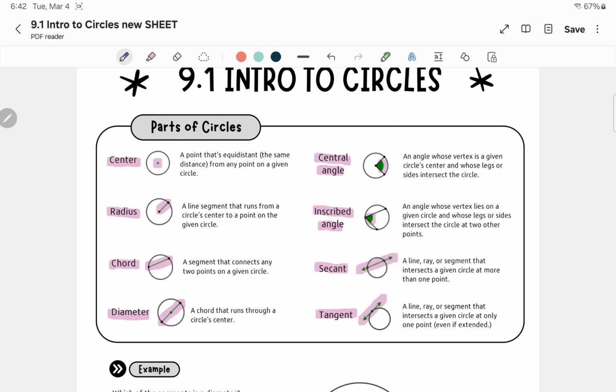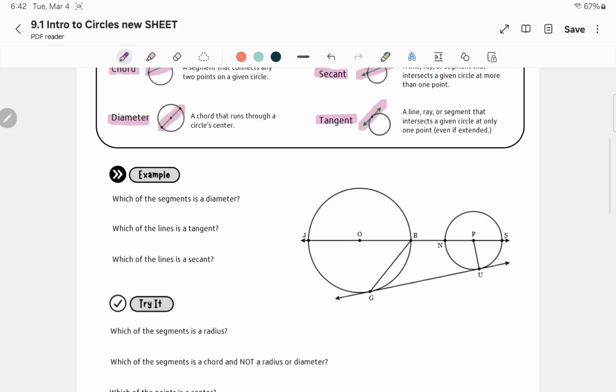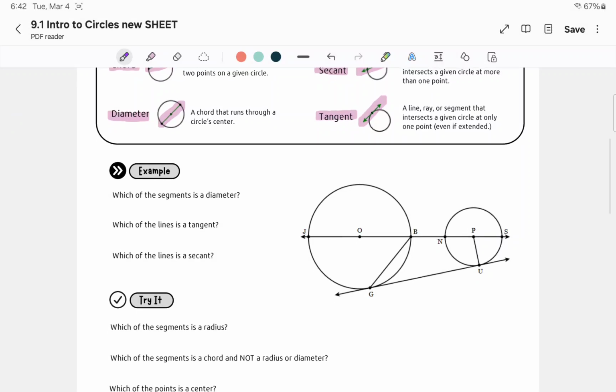All right, so let's look at example number 1. Which of the segments is a diameter? There are actually 2 circles here, so there are 2 diameters. There is JB. And if you remember from way back in the beginning of the year, we name line segments with the 2 endpoints and then a little line above it. So JB or BJ, and also NS is also a diameter, NS or SN.